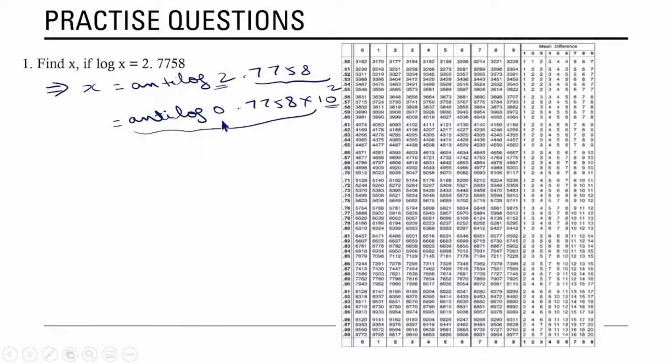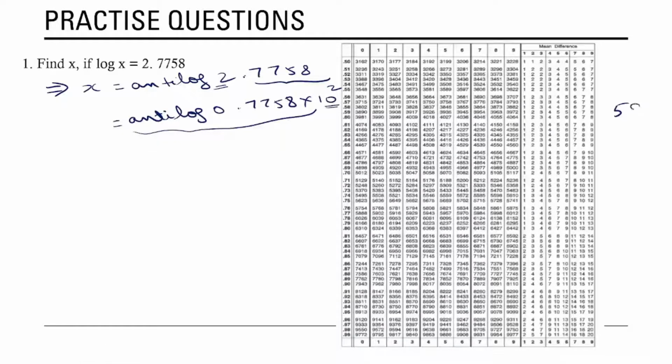So now we will find antilog of 0.7758. Here this is 0.77. We have to look for row 0.77 and column 5. So this is row 0.77 and under column 5 the corresponding value is 5957.